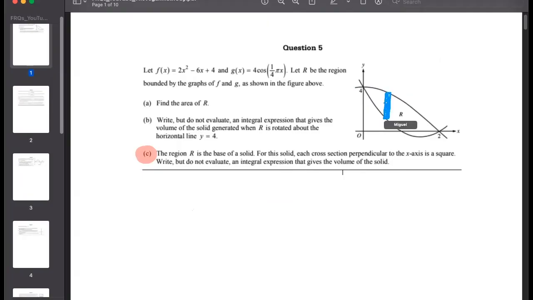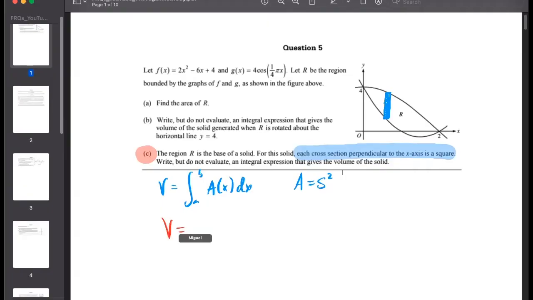The only difference is we're going to use this equation, volume from a to b of the area of the specific cross section. Now the area that they specified was a square, so we know that we're going to use side squared. Now how do we know it was a square? They specifically say here that the cross section perpendicular to the x-axis is going to be a square. So that means that our volume in this case is going to be from 0 to 2 of side squared.